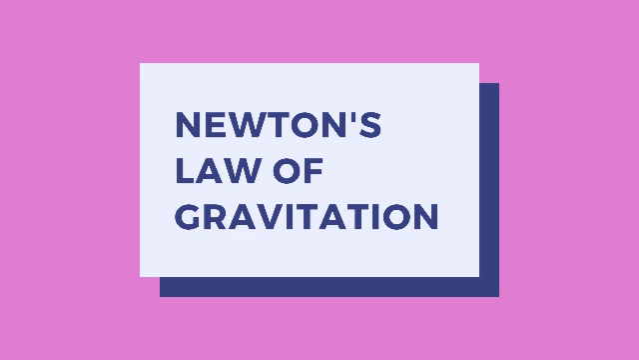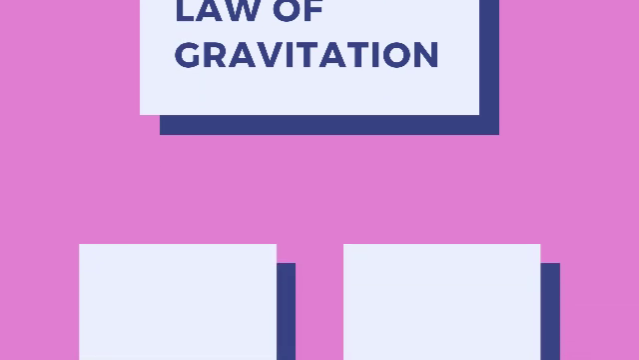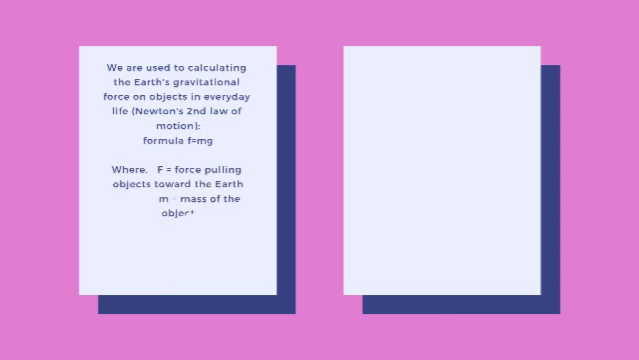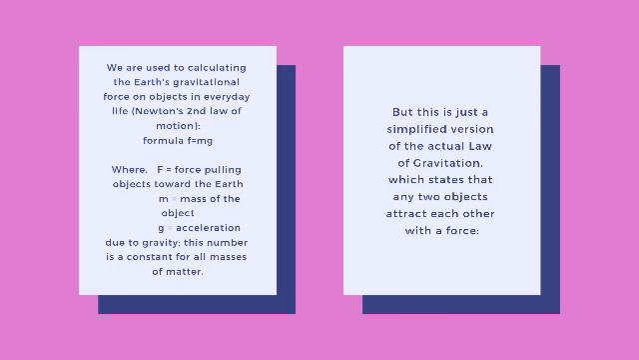Newton's law of gravitation. We are used to calculating the Earth's gravitational force on objects in everyday life. Newton's second law of motion. Formula: F is equal to mg, where F is equal to force pulling objects toward the Earth, m is equal to mass of the object, g is equal to the acceleration due to gravity. This number is a constant for all masses of matter.